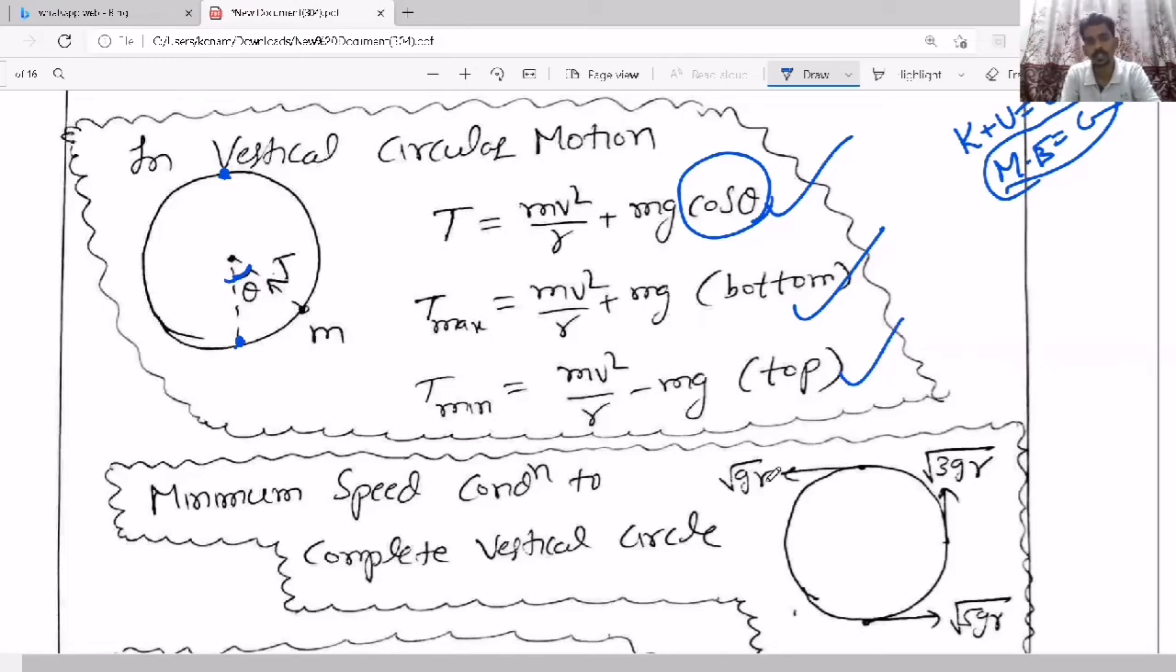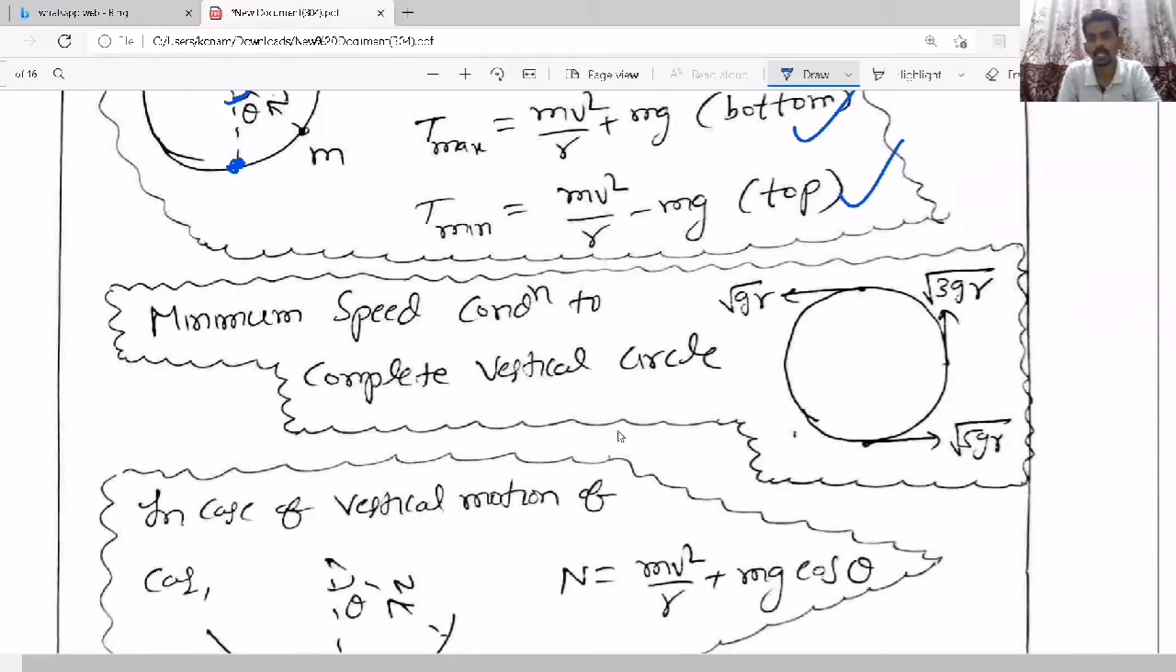Or sometimes they will ask how much minimum velocity should be given at the bottom so that it will complete the full vertical circle. Here the minimum velocity should be equal to root 5 gr, such that when it reaches the highest point, it will reach with a velocity root gr, such that the minimum tension will become how much? 0. Because the minimum tension means what is the minimum value possible for any quantity? 0. There is no question of tension becoming negative. So this is the condition for completion of the vertical circle.